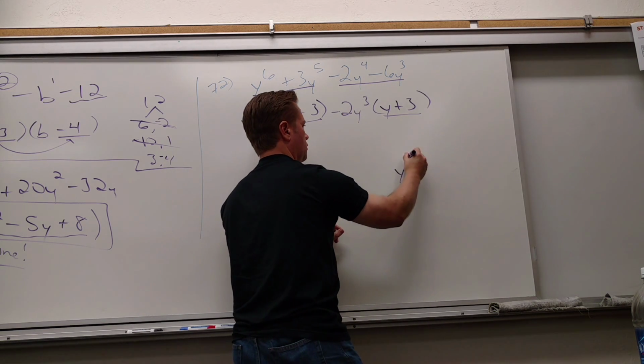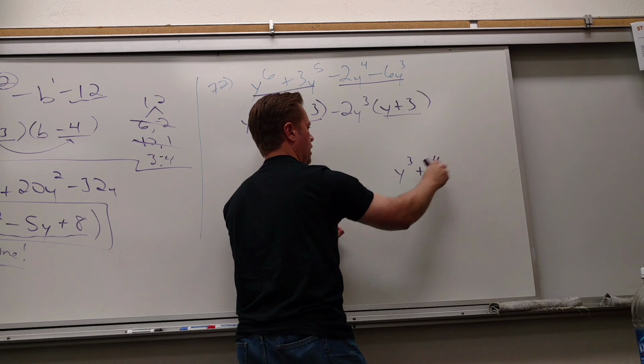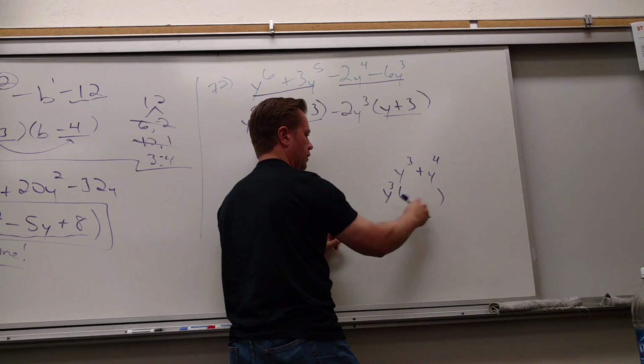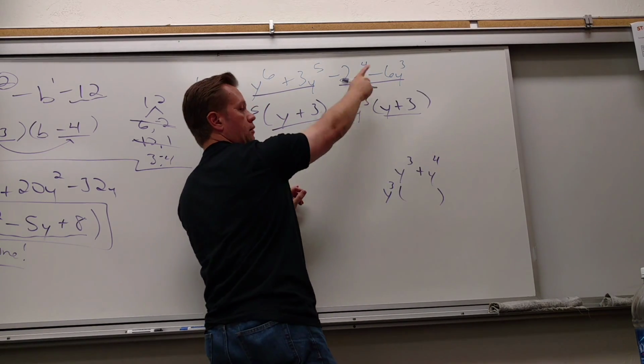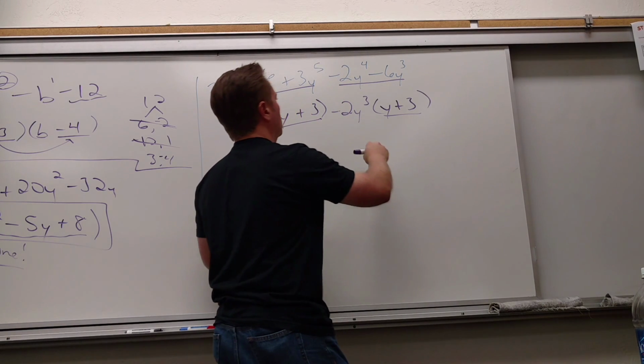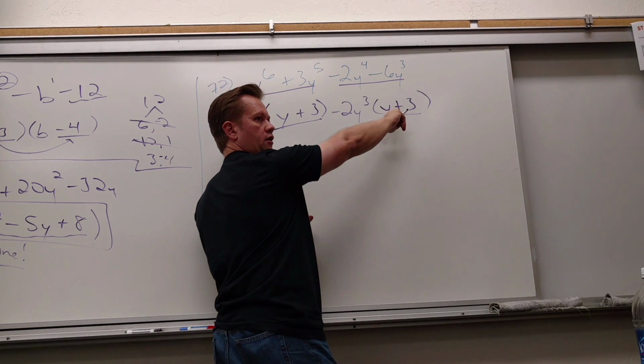So if I had y cubed plus y to the fourth, how many y's can I take out? 3. So I put a y cubed in front, and then I write what's left. So that's all I'm doing here. But isn't there only 1 left? Or, I mean, on top of you took out 3, sure, there's 1 y left right there.